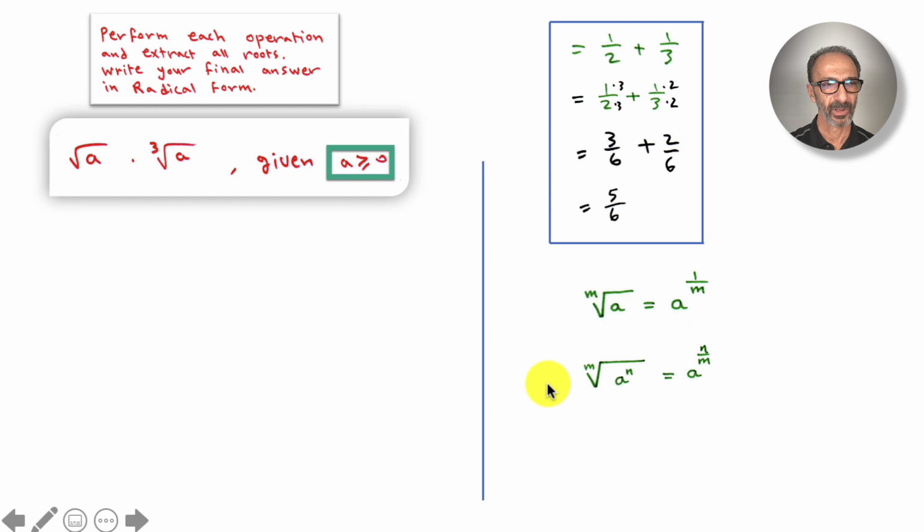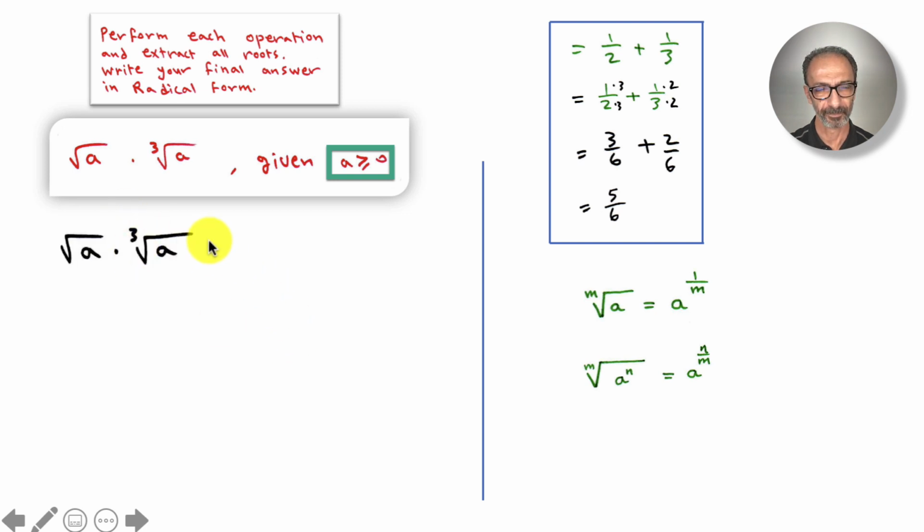Next, given that a is non-negative, we're simplifying the following. Those are extra work if needed. How to add the fractions 1/2 plus 1/3: you need a common denominator, which is 6, and the answer is 5/6. Knowing also that the mth root of a, as a power, is a to the power 1/m. And if you have a to the power n, n goes on top, and m is still in the denominator. We're going to use those in this example.